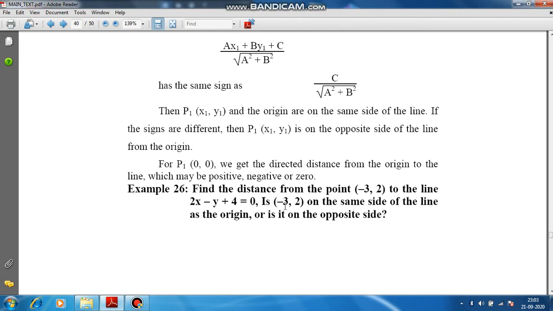So here there is an example. Find the distance from the point (-3, 2) to the line 2x minus y plus 4 equal to 0. Is (-3, 2) on the same side of the line as the origin, or is it on the opposite side?